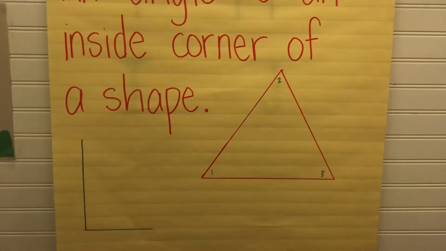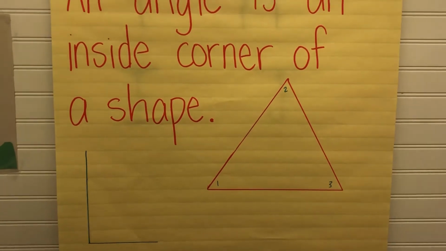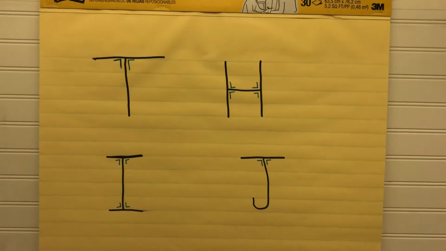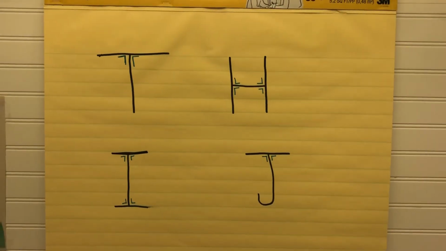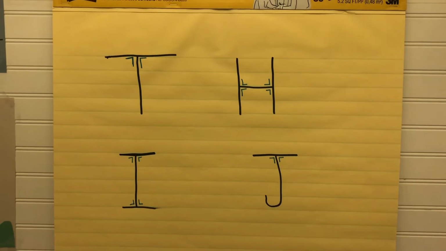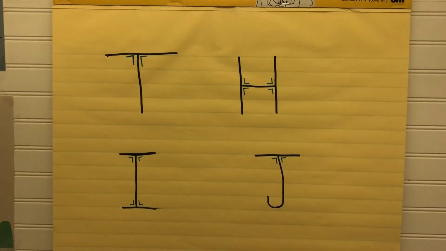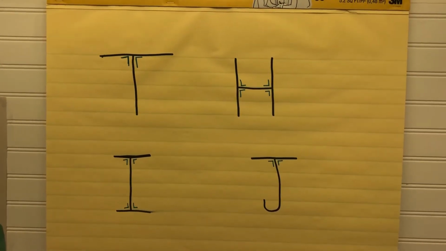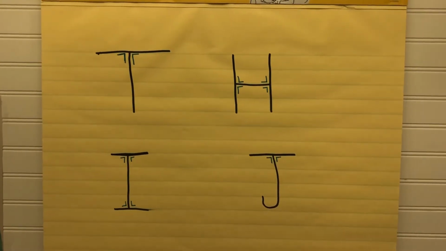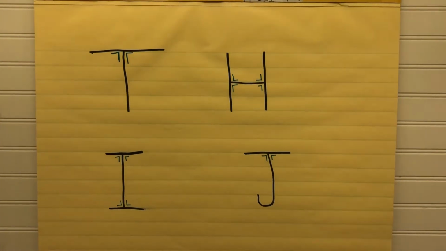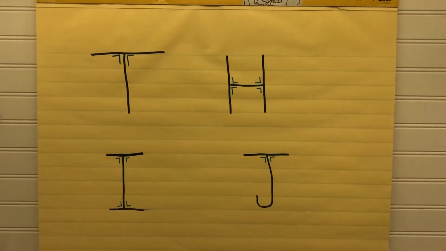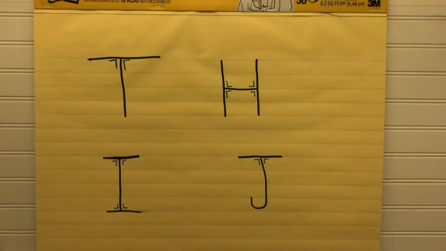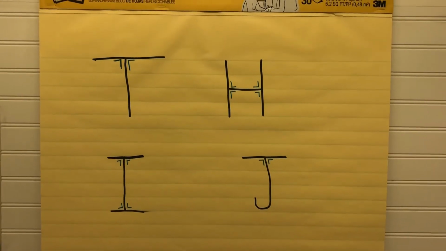Now, L is not the only letter that makes a right angle. These letters right here, T, H, I, and J, all have right angles. And I've drawn a teeny little letter L, sometimes upside down, sometimes backwards, in each of the right angles. Do you see how each of those places where the line meets looks like the corner of a piece of paper? And so at the bottom of the J, where the J curves, that's not a right angle because it doesn't look like the edge of a piece of paper.